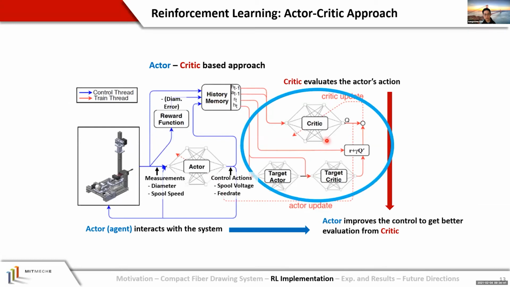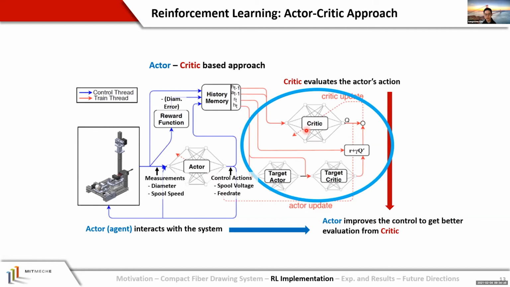So now let's look into the critic side. As I said, the critic is the one who evaluates the actor's action, so it should learn what is a good action and a bad action. I won't go too much into the details on how it works, but the main idea is that the critic samples the previous data from the history memory and learns by looking into that data.